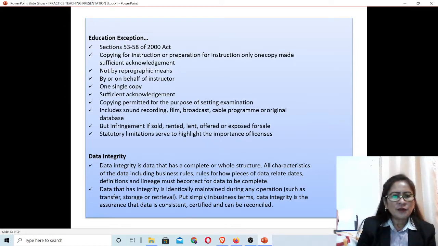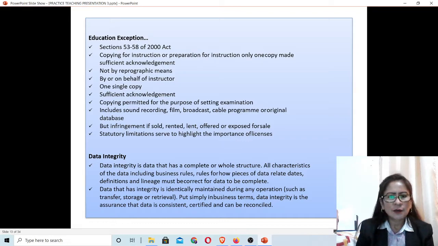But it is an infringement if sold, rented, lent, offered, or exposed for sale. Statutory limitations serve to highlight the importance of licenses.